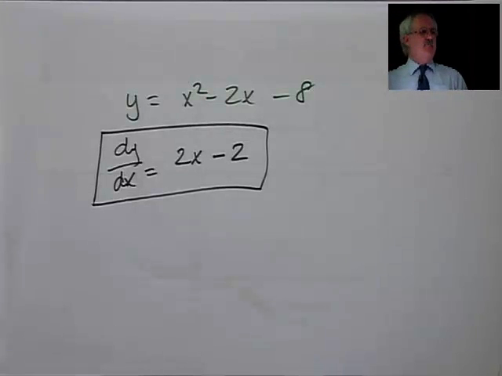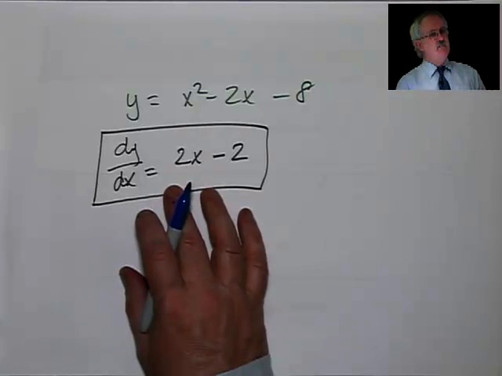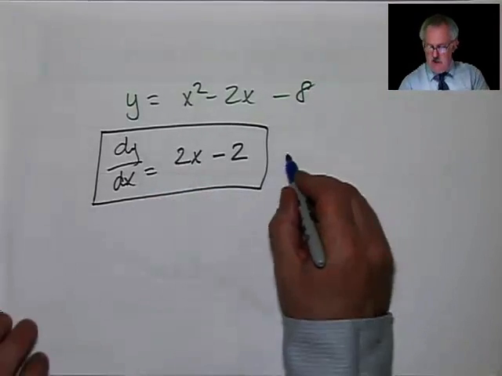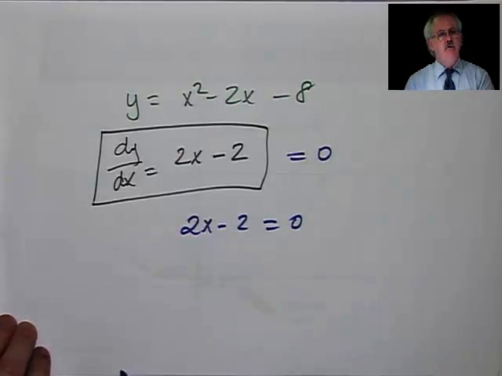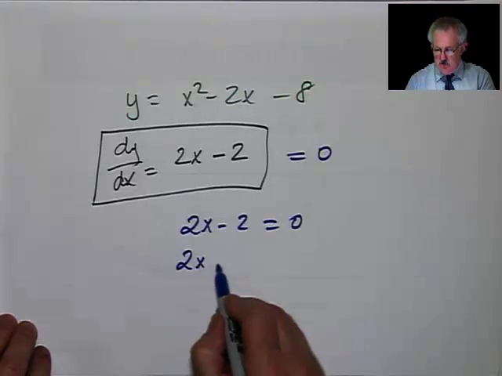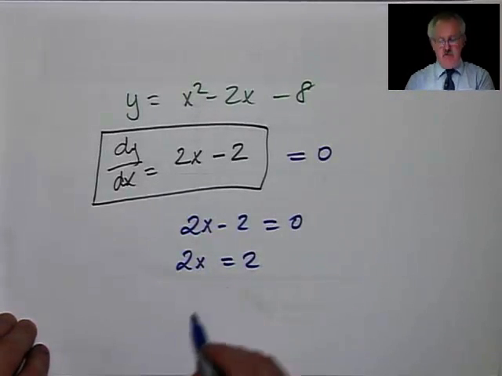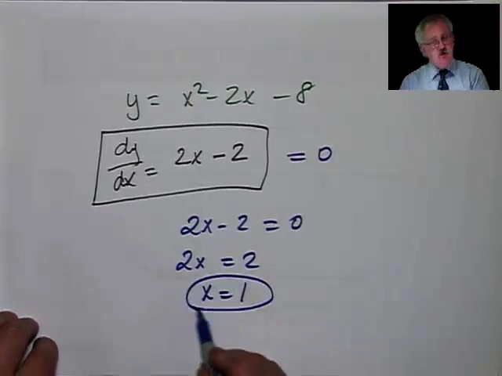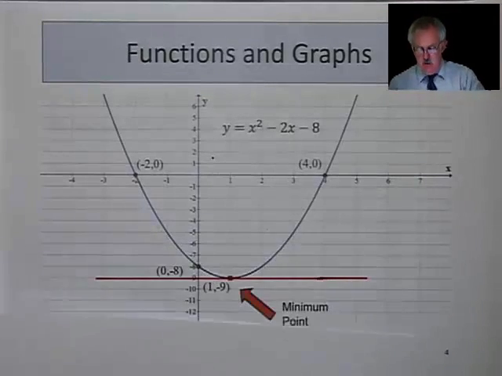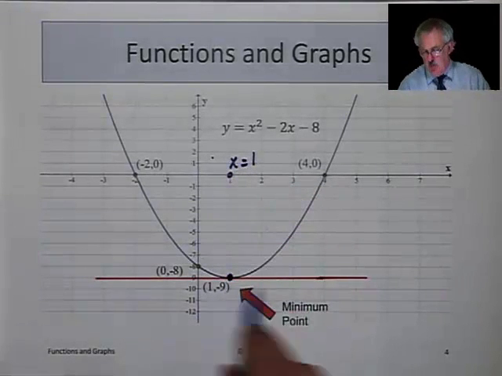Well, what particular point are we most interested in? When that slope is 0. And when is 2x minus 2 equal to 0? Well, when 2x equals 2, when you take the 2 across. And when is 2x equal to 2? When x is equal to 1. So when x is equal to 1, we're saying that when x is 1, here the slope is 0.